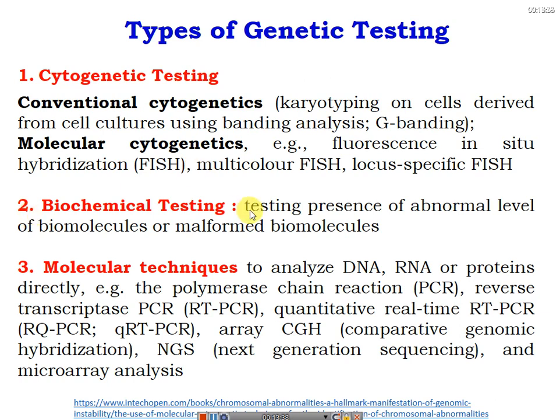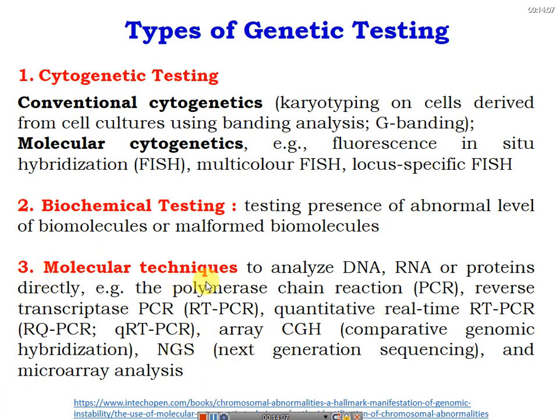In biochemical testing, we usually test for the presence of abnormal levels of biomolecules or malformed biomolecules. Say, if some protein is malformed, we can identify it by biochemical testing. If some enzyme is non-functional, or some kind of modification is there in the enzymatic activity, then also we can carry out biochemical testing.